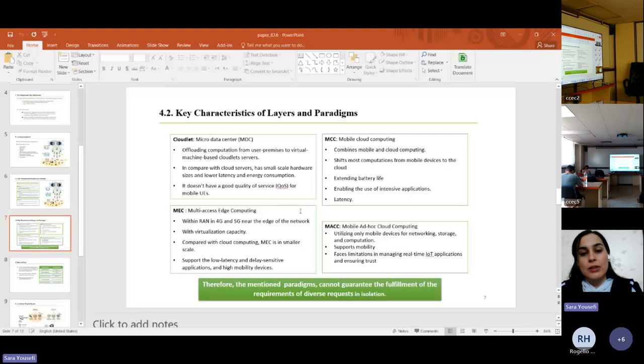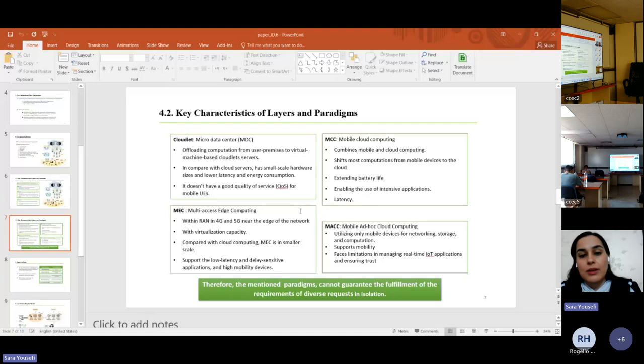Mobile cloud computing combines mobile and cloud computing, which shifts massive computations from mobile devices to the cloud, extending battery life and enabling resource-intensive applications like mobile augmented reality. While MCC offers greater resource availability, it relies on constant internet connectivity and can introduce latency, making it less ideal for delay-sensitive applications.